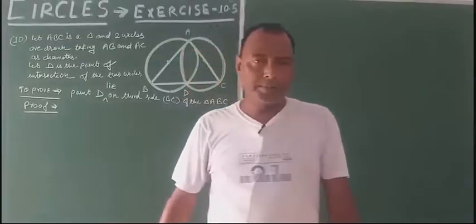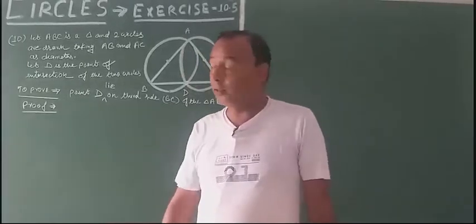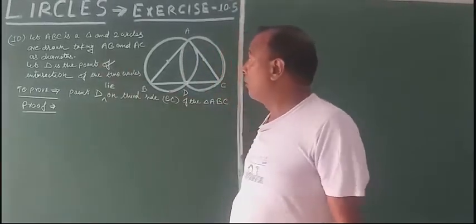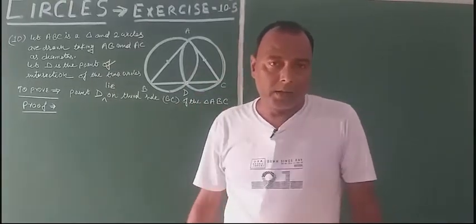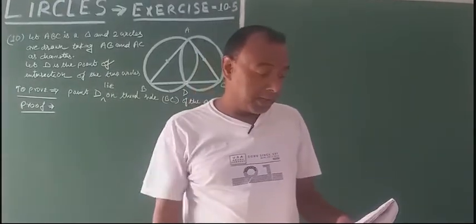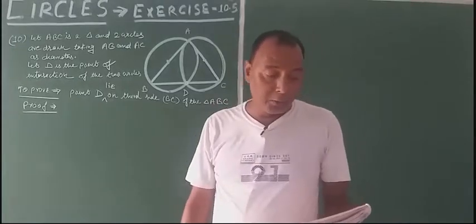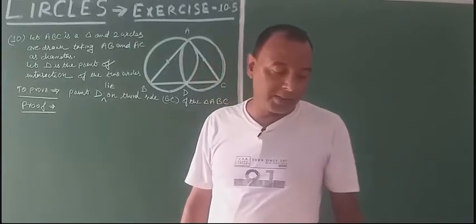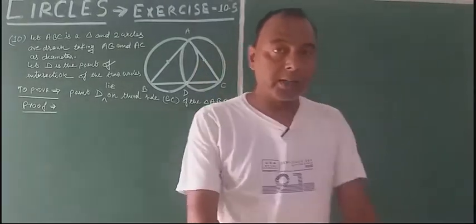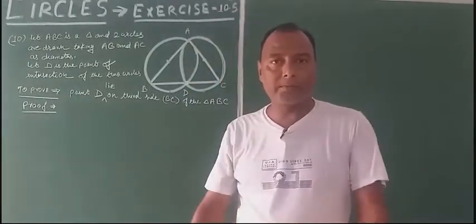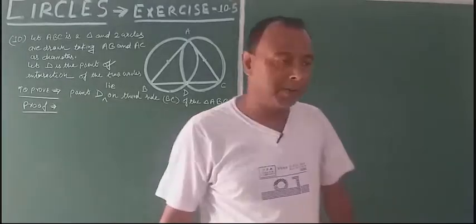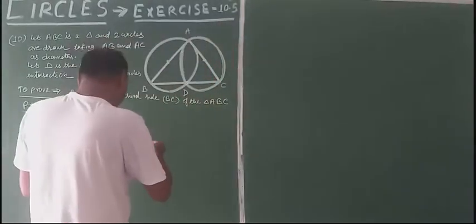Jai Hind everybody. So today I am starting with question number 10 of exercise 10.5. And the question is this: if circles are drawn taking two sides of a triangle as diameters. Suppose this is the triangle ABC.